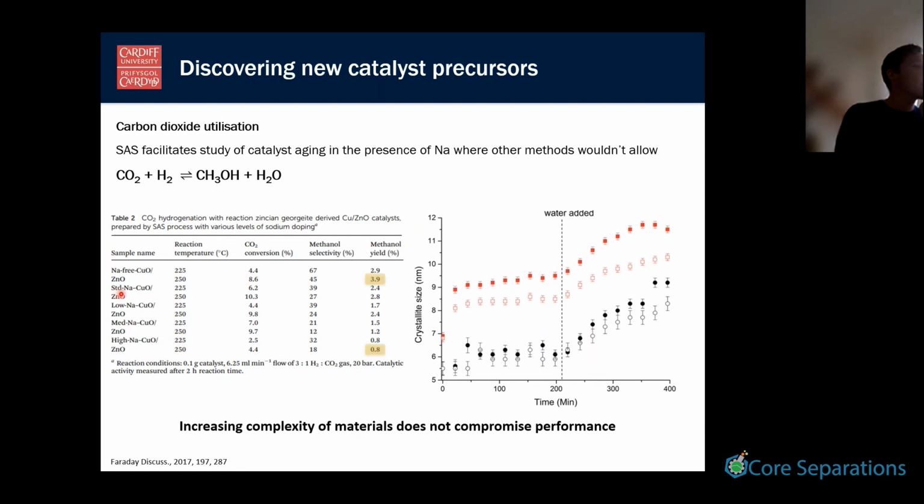One more example is showing that we can use the SAS method to very precisely probe the presence of impurities and poisons. So sodium is a known poison for these catalysts. Using a typical SAS method, we can really minimize the amount of sodium because we don't need any precipitating agents, which makes it particularly interesting. But we can also dope that back in a controlled way. And what we find is the more sodium you add, the worse methanol yield you get.